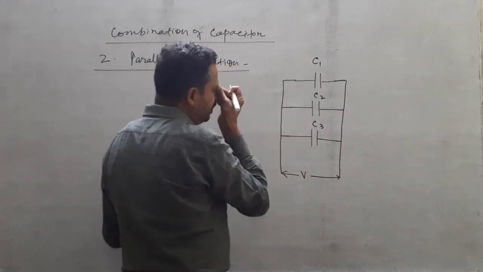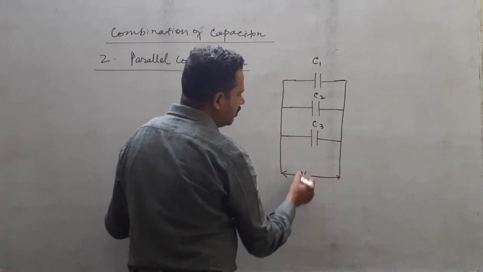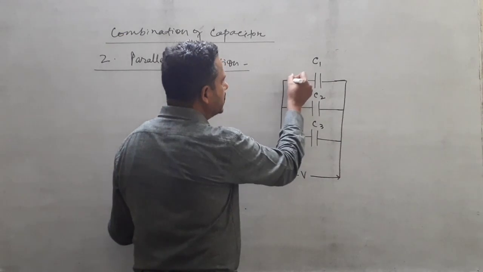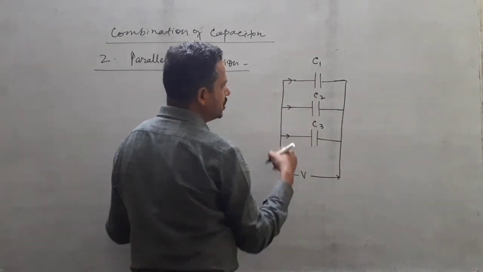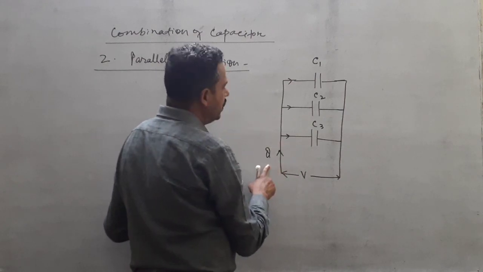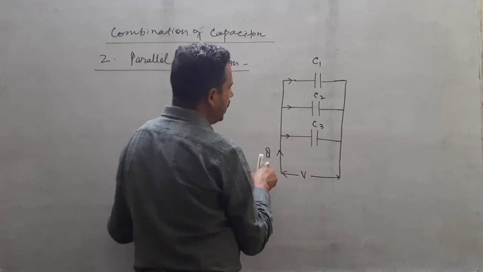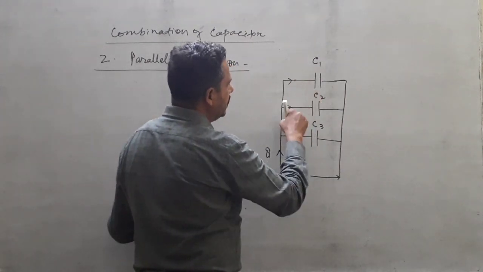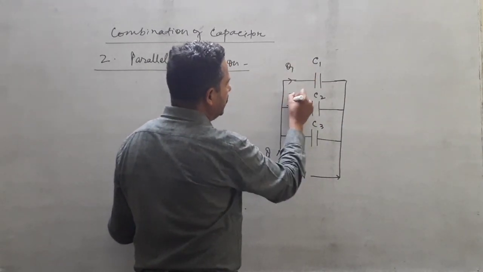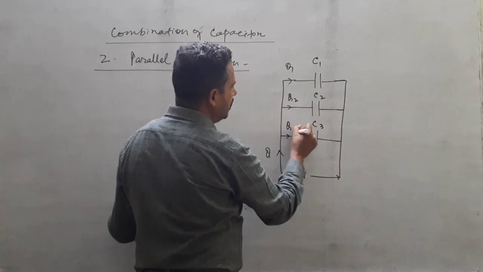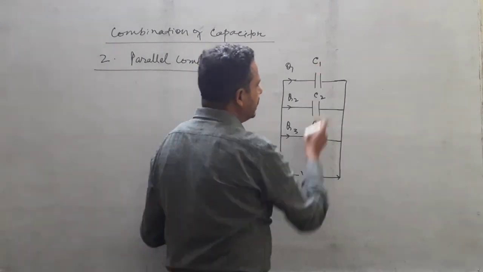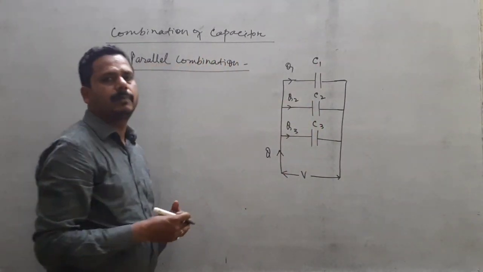But what happens is that the charge stored is distributed across the capacitors. Let Q be the total charge. This charge Q is distributed among the three capacitors, so let it be Q1, Q2 and Q3. Then we have to find the net capacitance of all these three capacitors.